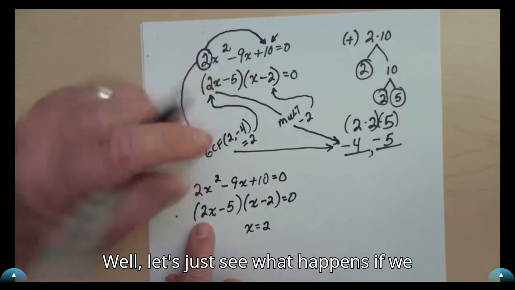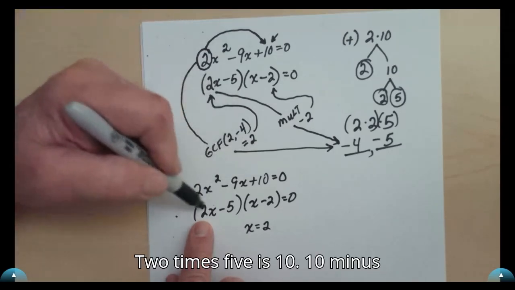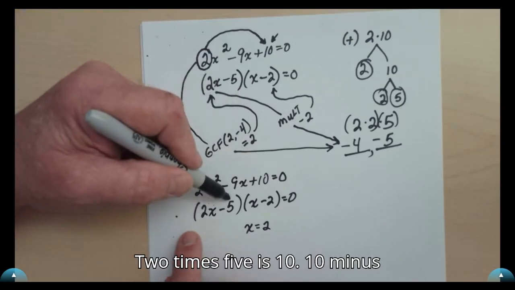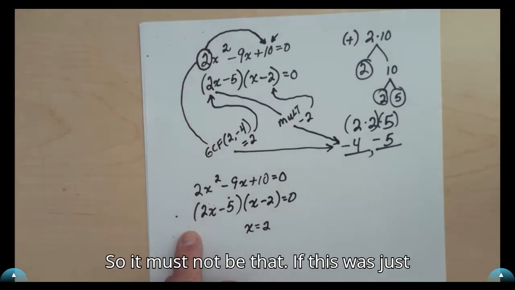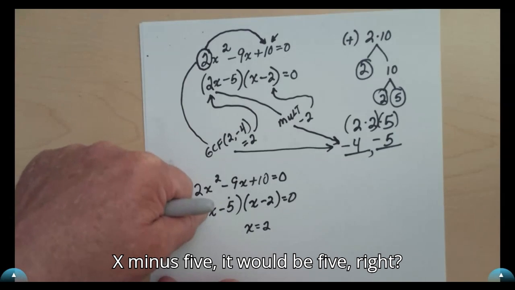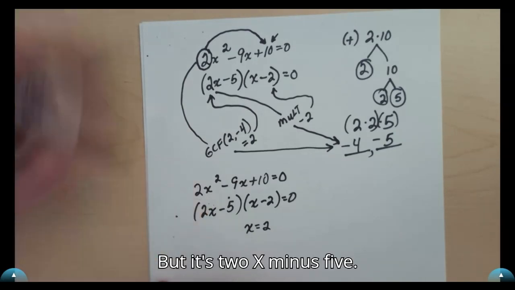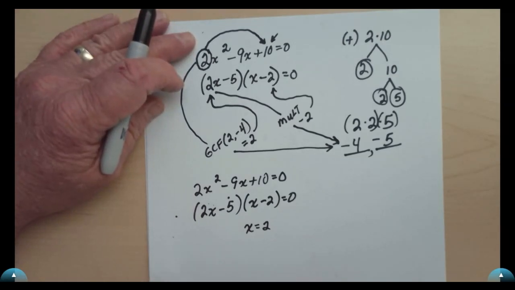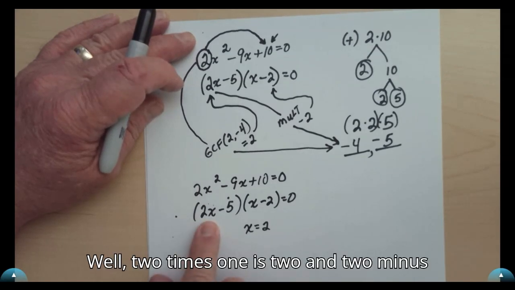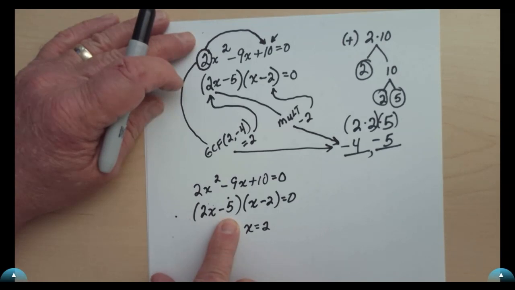Well, 2, let's just see what happens if we do that. 2 times 5 is 10. 10 minus 5 is 5, not 0. So it must not be that. If this was just x minus 5, it would be 5, right? But it's 2x minus 5. So what should I replace it with? Well, 2 times 1 is 2, and 2 minus 5 is -3, not 0.